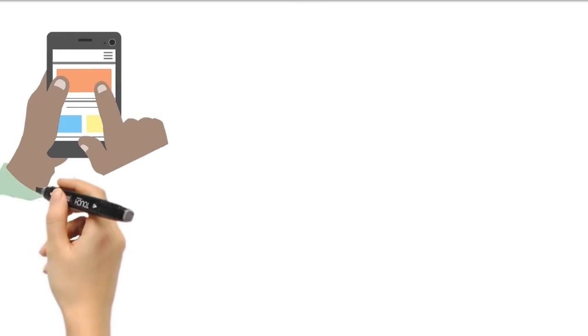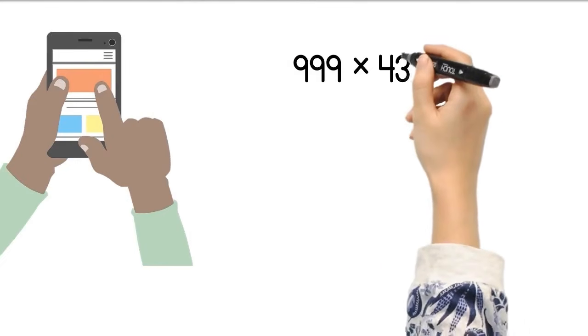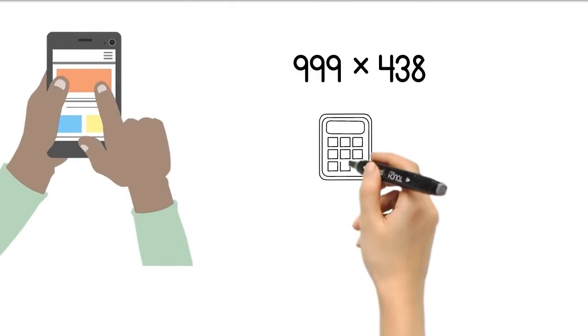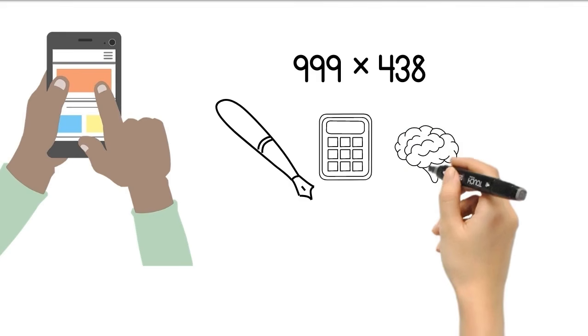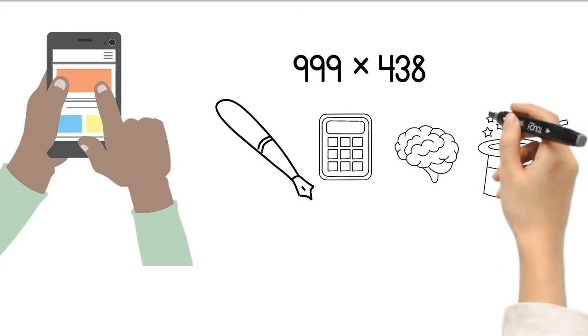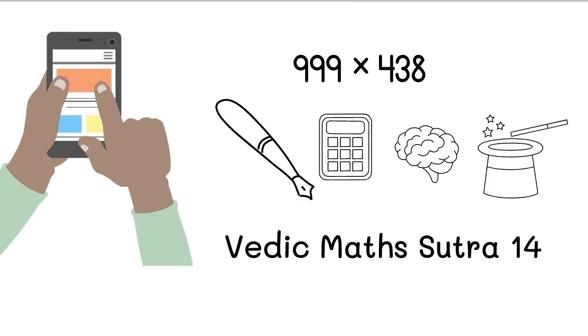Stop scrolling. If I give you 999 times 438, can you answer before I finish this sentence? No calculator, no pen, just your brain. This is not magic, this is Vedic Maths Sutra 14.